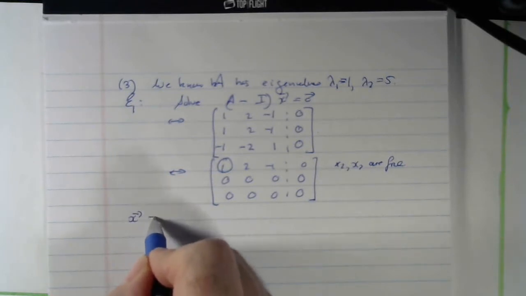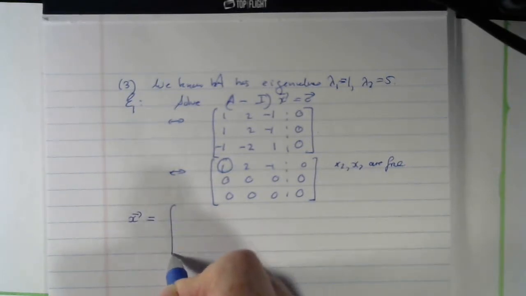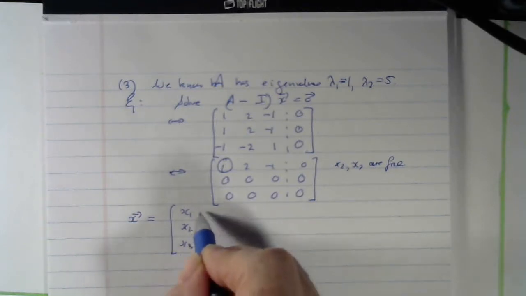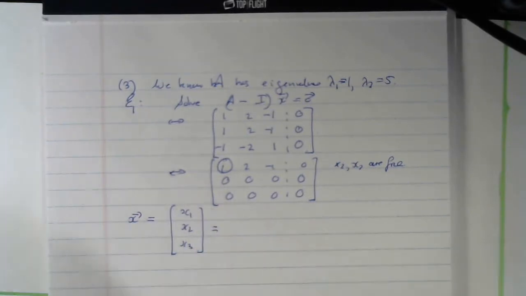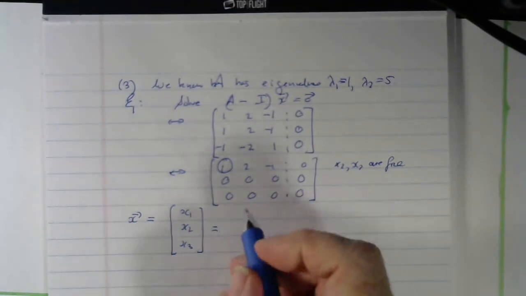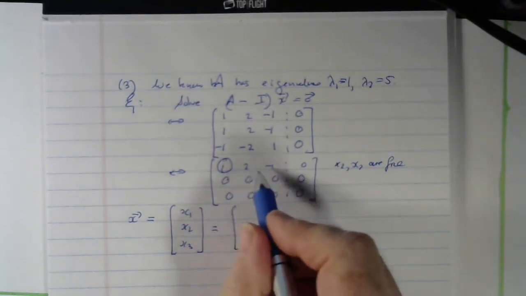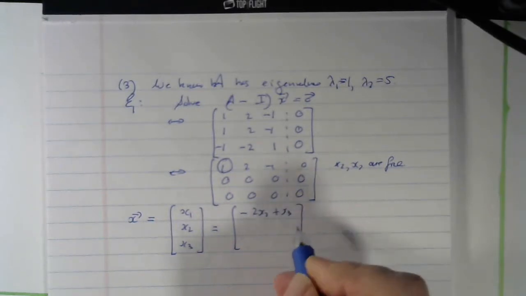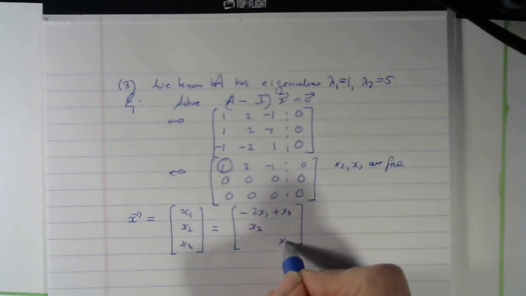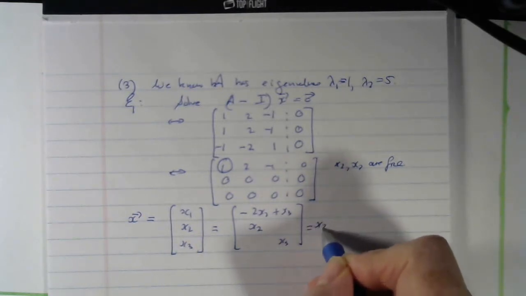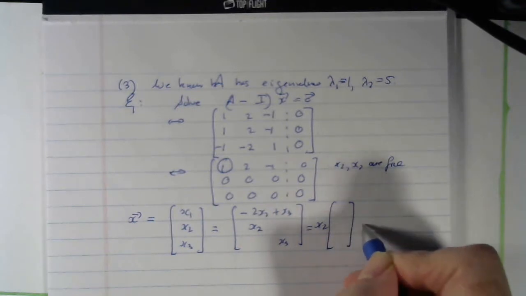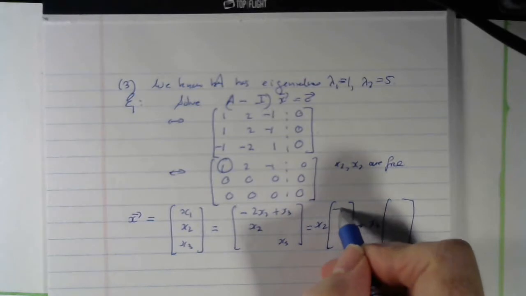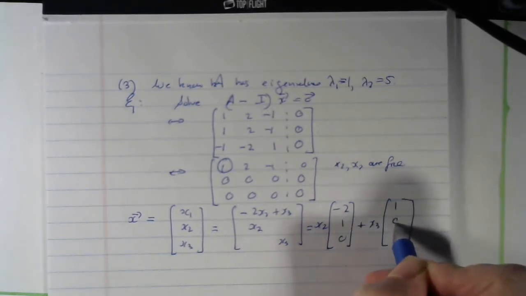Okay, so we write our general vector x1, x2, and x3 in terms of our free variables x2 and x3. So the first equation says x1 is negative 2x2 plus x3, x2 is x2, and x3 is equal to x3. So we can factor out an x2 and an x3 and get a linear combination. Here we'll get the vectors (-2, 1, 0) and (1, 0, 1).